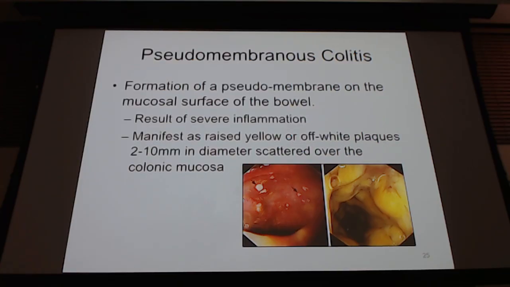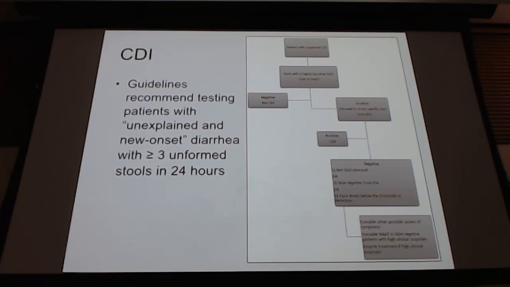pseudomembranous colitis. What I want you to pay attention to here is we basically identified that with new onset unexplained diarrhea within 24 hours. So 3 unformed stools. And that's pretty wide. That doesn't mean I need you testing everybody for C. diff, like we had diarrhea 3 times. We need to check this. We have a little bit more idea with that.